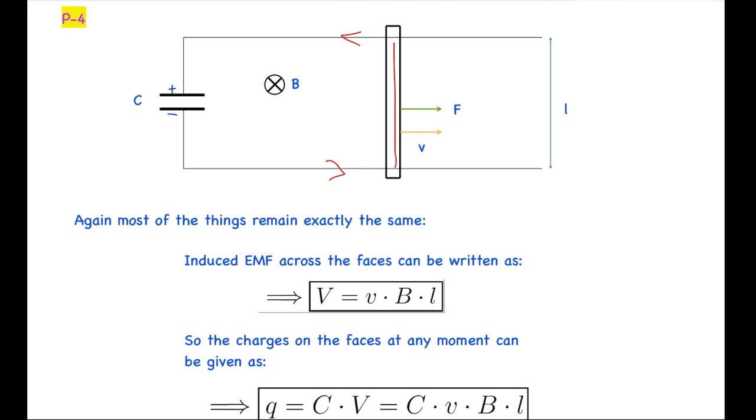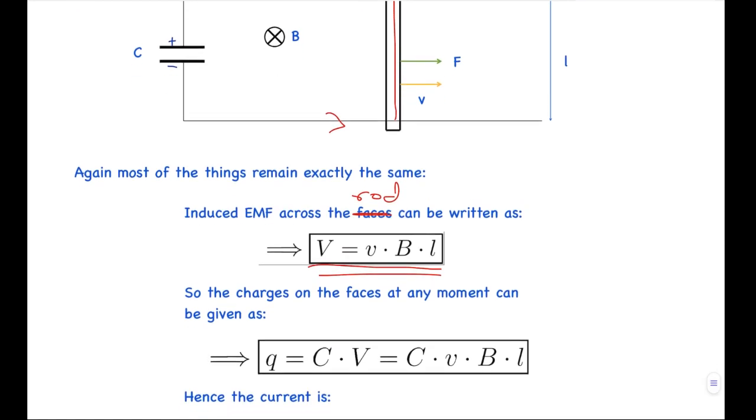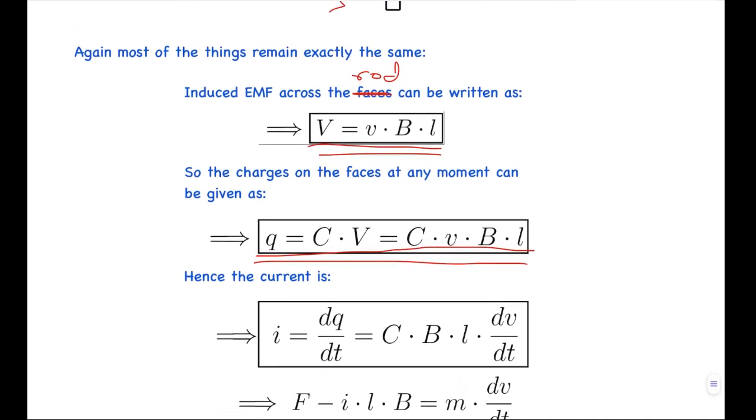The induced EMF across the rod, here it's not the faces, it's across the rod. I had just copy pasted it. So the induced EMF will be V times B times L. The charge across the capacitor can be given as Q equals C times V, which will be CVBL. Hence the current, differentiating this, we get this value.